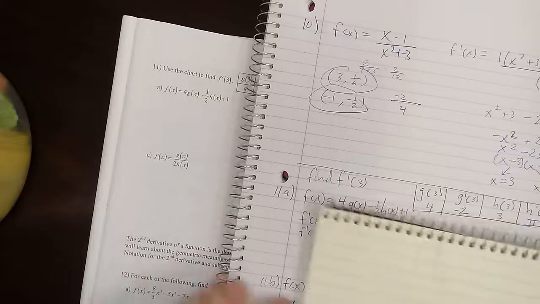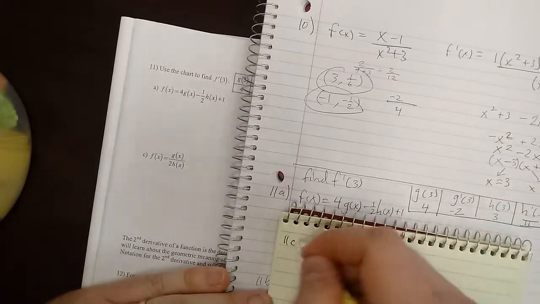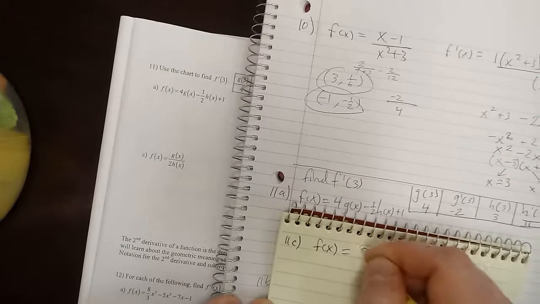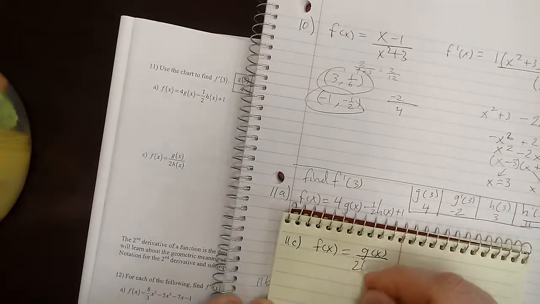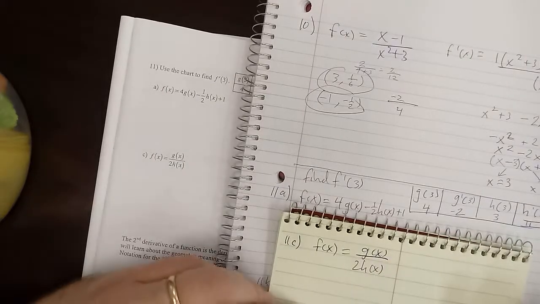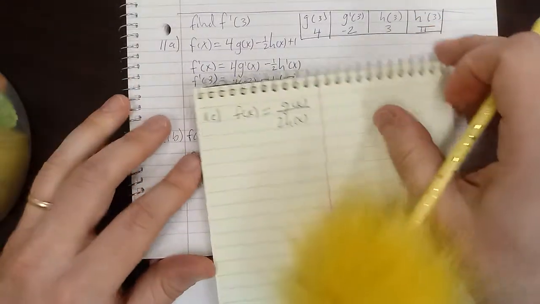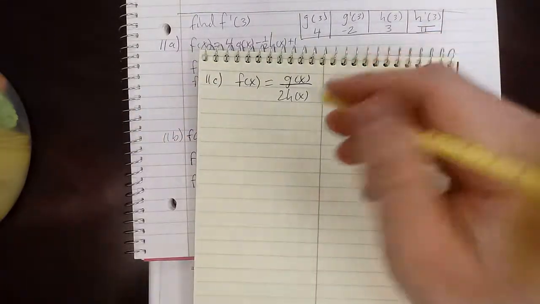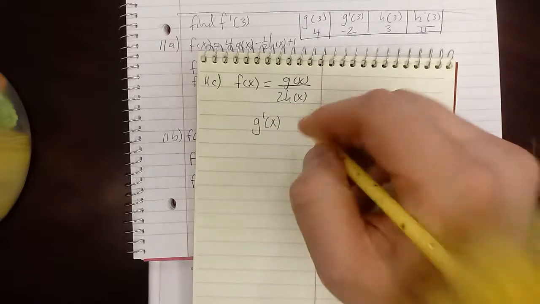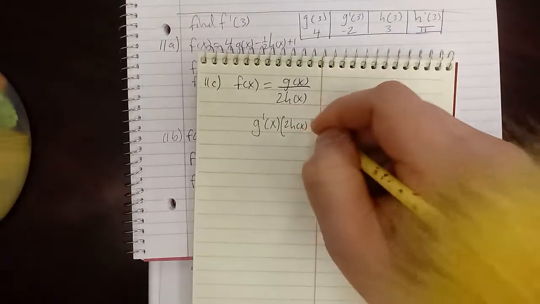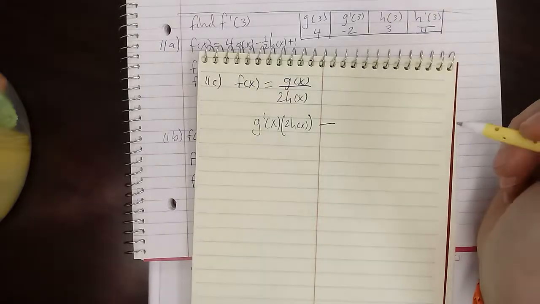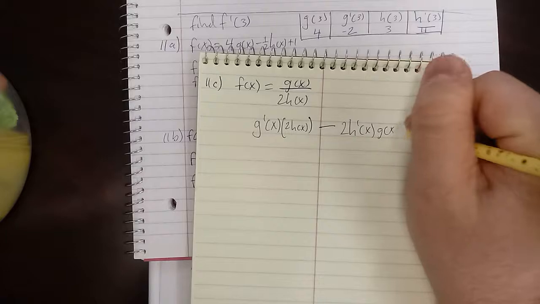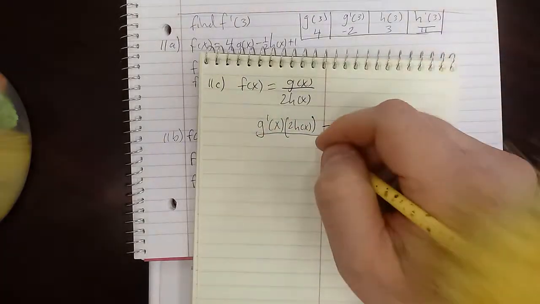So 11C says f of x is equal to g of x over 2h of x. And so we just need to be careful. We're going to do quotient rule because it's a thing divided by a thing. So derivative of the top is g prime. Leave the bottom alone, 2h of x. Minus derivative of the bottom, which is 2h prime. Leave the top alone. All over the bottom squared.